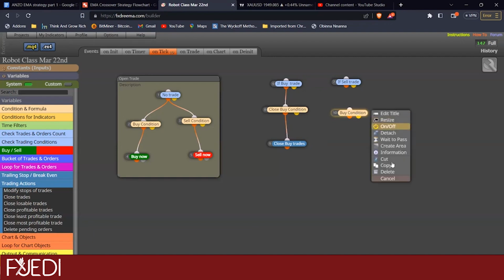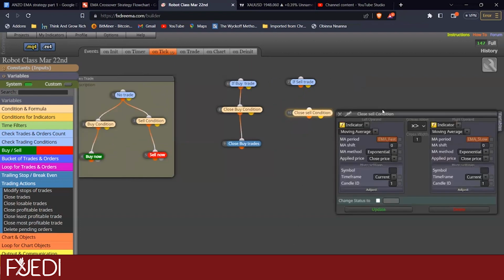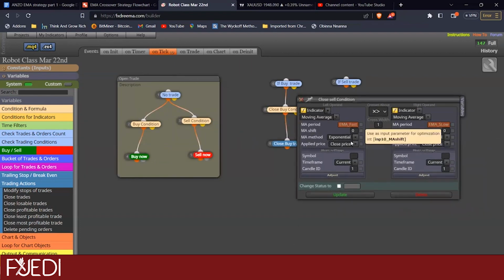So we're going to change this to close sell condition. And then obviously we'll want to double check to make sure it is exactly what we want. So double click, let me drag this here. You can see the condition for closing a sell is when the fast moving average crosses below the slow. You can see fast crosses below the slow, so it's fine.